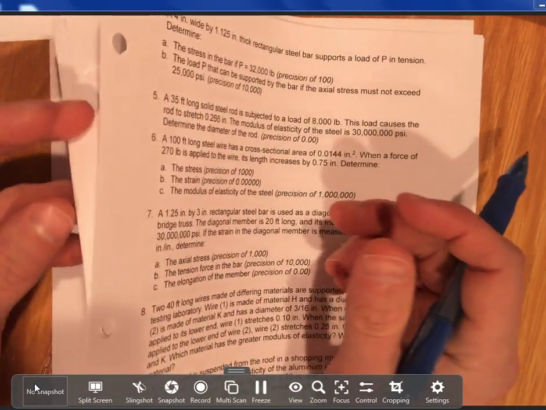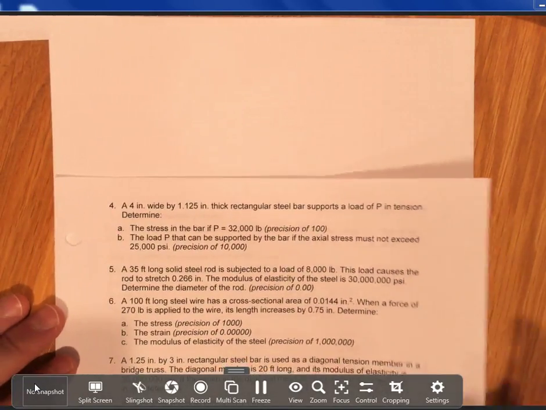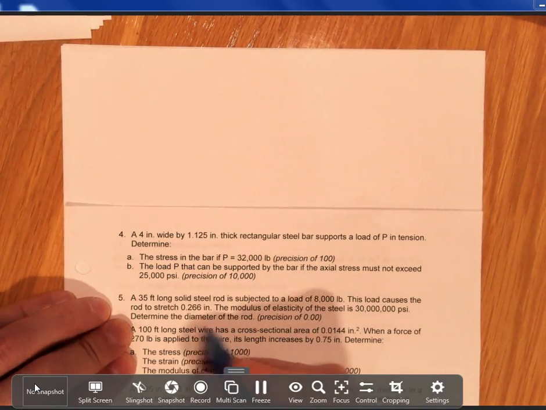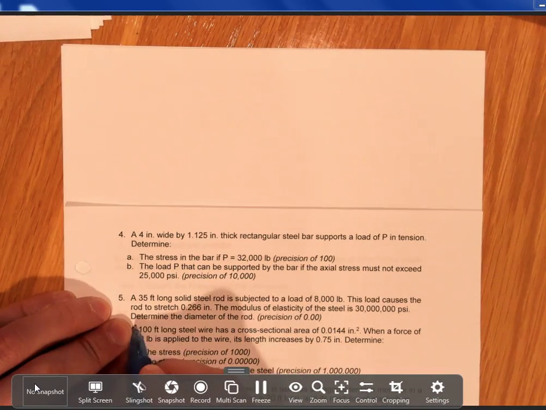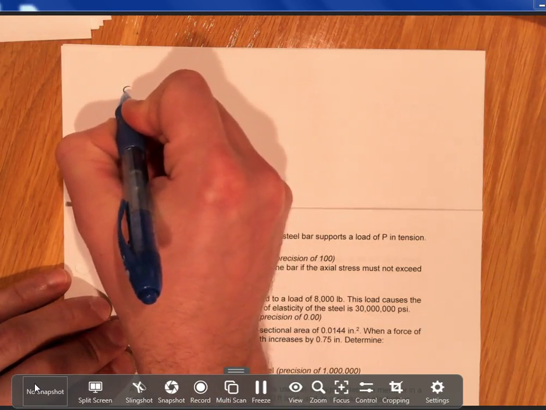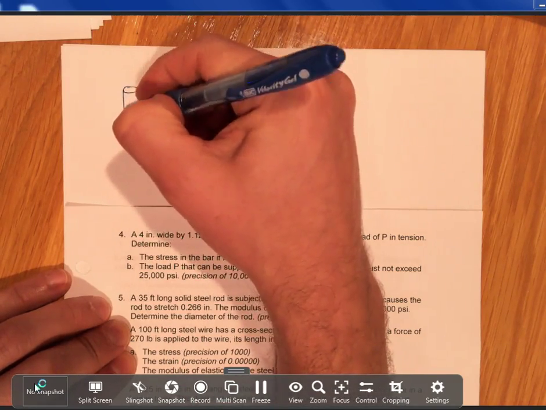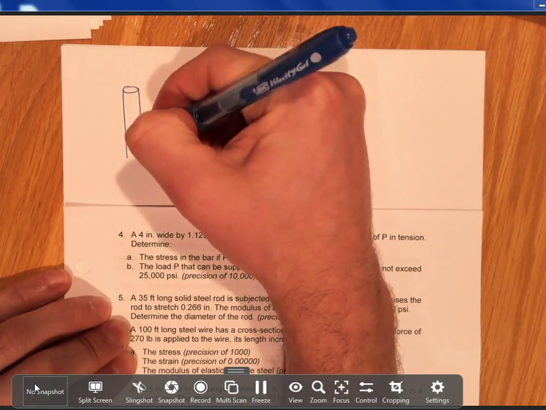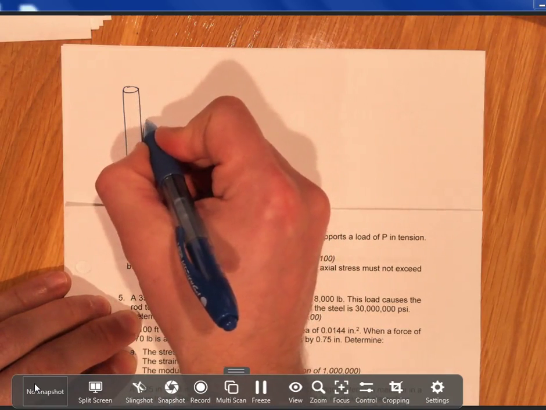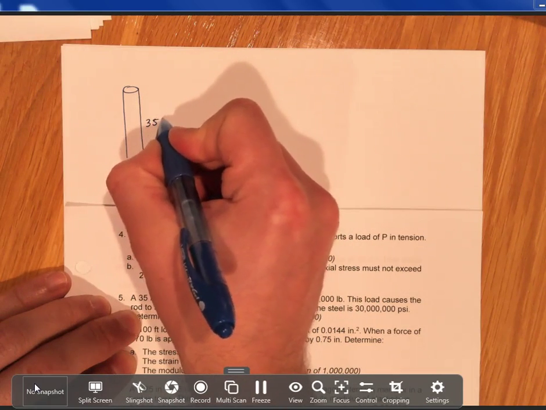Okay, so let me get just a clean sheet of paper. All right, so let's draw a picture. Let's see. Determine the diameter. Okay, I want to see that they say diameter here. So I do know that the rod has a circular cross section, so when I draw my picture, I'll just illustrate that. And this is not going to be drawn to scale. So I have this 35-foot long steel rod. So let's label this 35 feet.